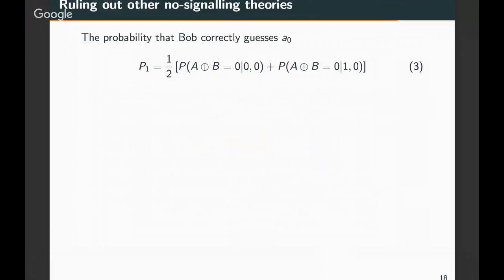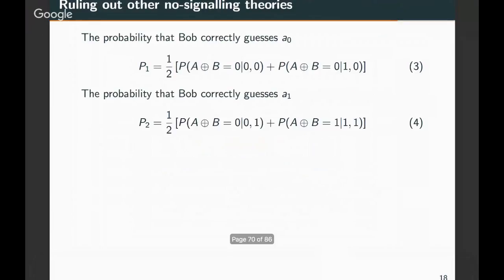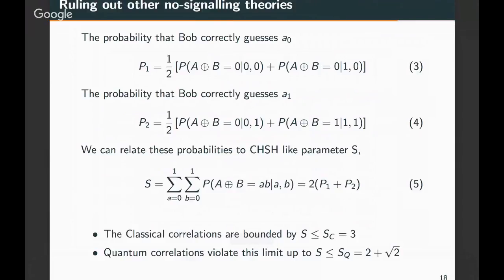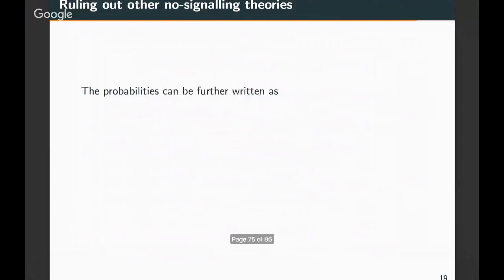So you calculate the probability of getting A0, and then the probability of getting A1, and finally you have the CHSH-like parameter, which is the sum of these, 2 times P1 plus P2. This has been put in operational terms and is theory independent. The classical correlations are bounded by this value, S classical equal to 3. Quantum correlations go up to 2 plus root 2.